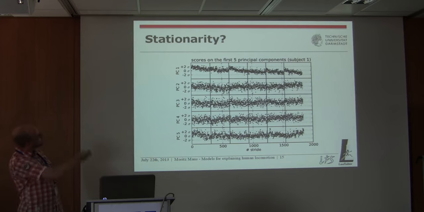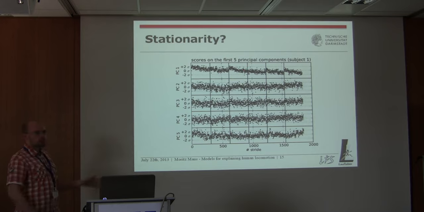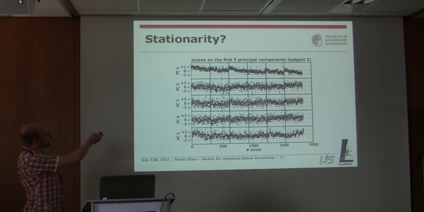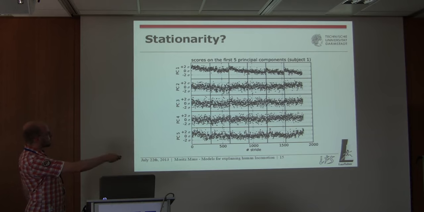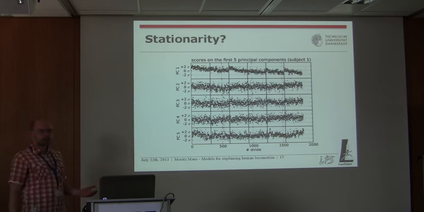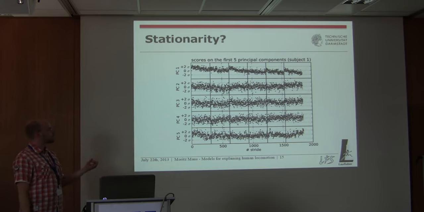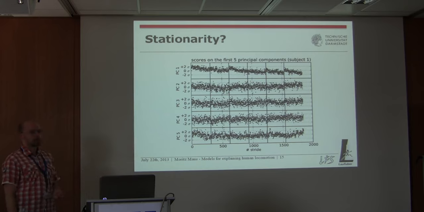And you see that it's not stationary. You could run statistical tests, but you really see it. It's not only the big, very slow drift up here. It's also, for example, if you look at principal component number 5, for a couple of steps it's clearly above the baseline. Or if you compare the average value here with the average value here, you see a clear difference. So human motion, unfortunately, is not stationary.